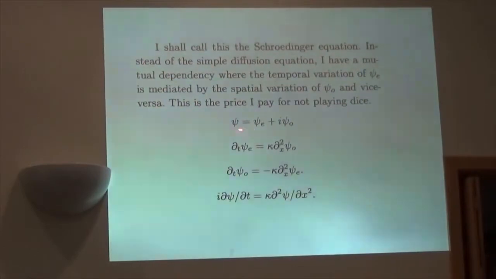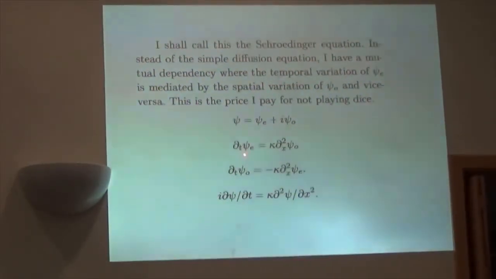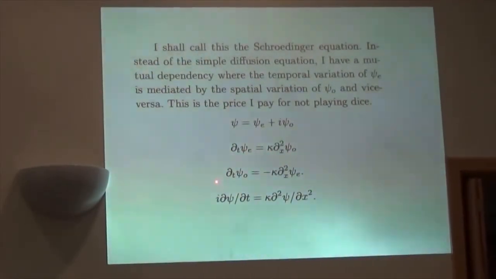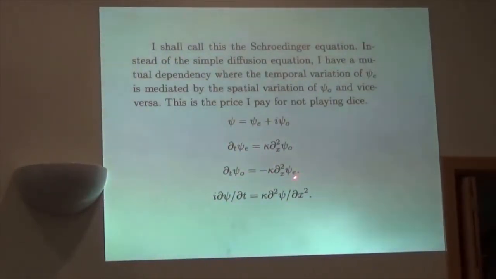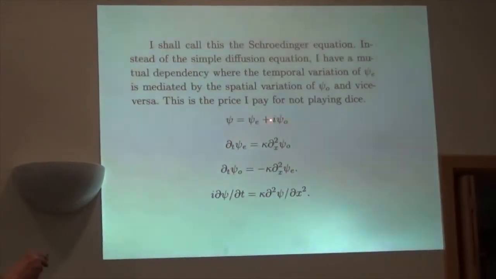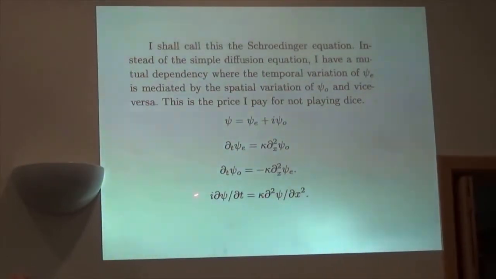Because if you let psi be psi even plus i psi odd, and you know that the derivative on psi even gives you the psi odd, and the derivative on psi odd gives you minus the derivative on psi even, then it follows at once, if you do a little algebra, and I wrote it on another slide, that if you take the derivative of this with respect to time, then you'll get these two, and you look at how it worked itself out, and you see that this is how it plays out, exactly. But the i times d psi dt, which is this complex number, is now equal to that, and we have the Schrodinger equation.